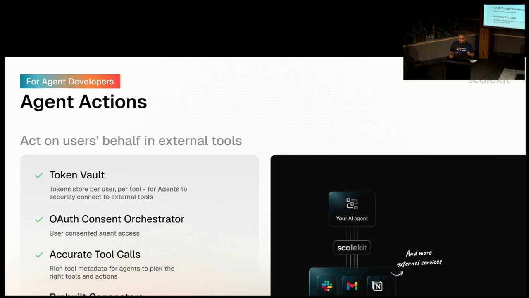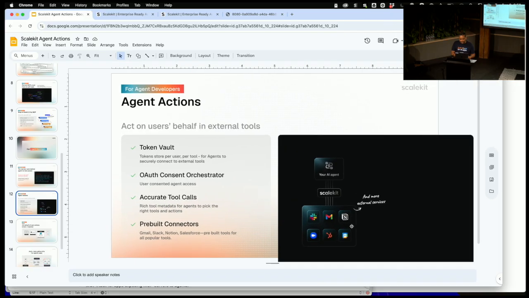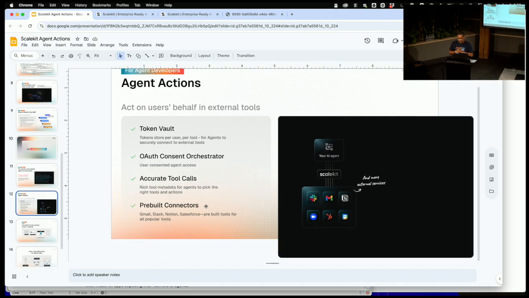One is the token vault, the OAuth consent orchestrator, the tool calling, and also the actual API execution, right? It's a single SDK, which we are launching next week. So this will be like the middleware between the agent and your external third-party systems.